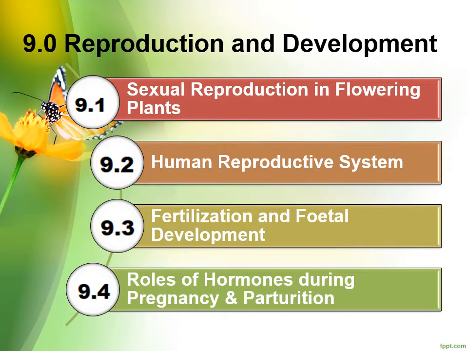So there are 4 subtopics in this chapter, which are 9.1 Sexual Reproduction in Flowering Plants, 9.2 Human Reproductive System, 9.3 Fertilization and Fetal Development, and lastly 9.4 Roles of Hormones during Pregnancy and Parturition. In this video, we are only going to look at 9.1 Sexual Reproduction in Flowering Plants.